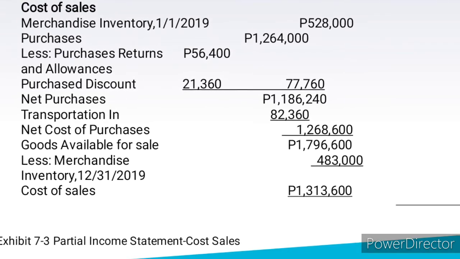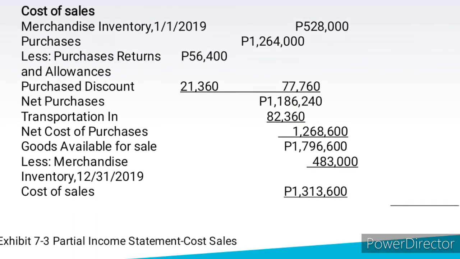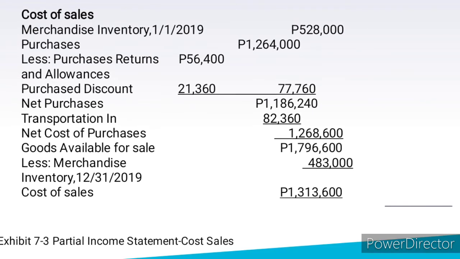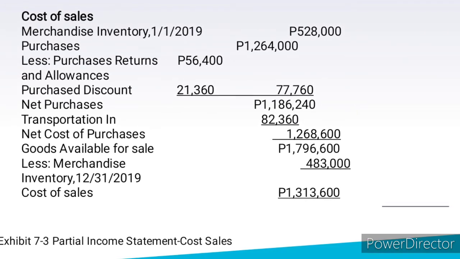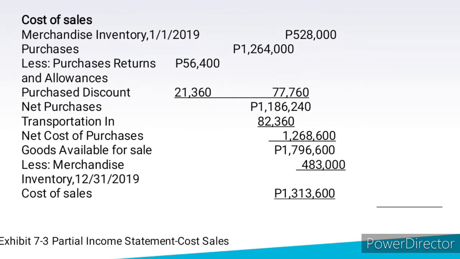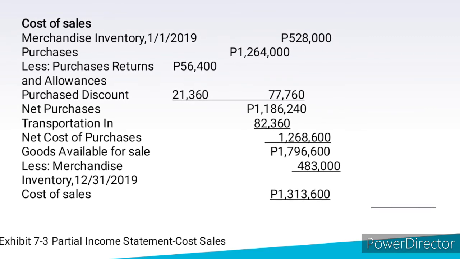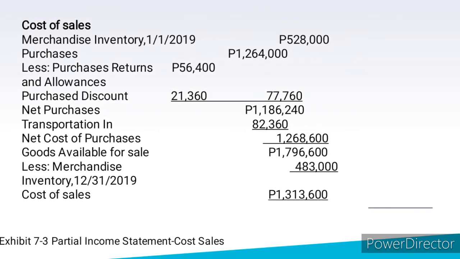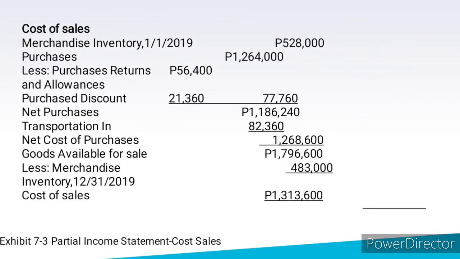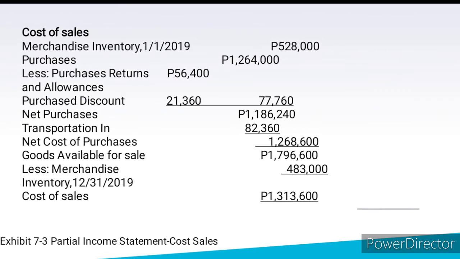The result is 1,796,600. The goods available for sale less the merchandise inventory, or goods that were left unsold at the end of the year, 483,000. The result is cost of sales, and that is 1,313,600.